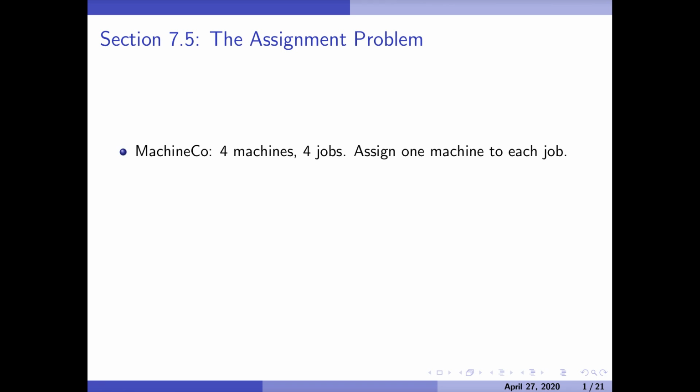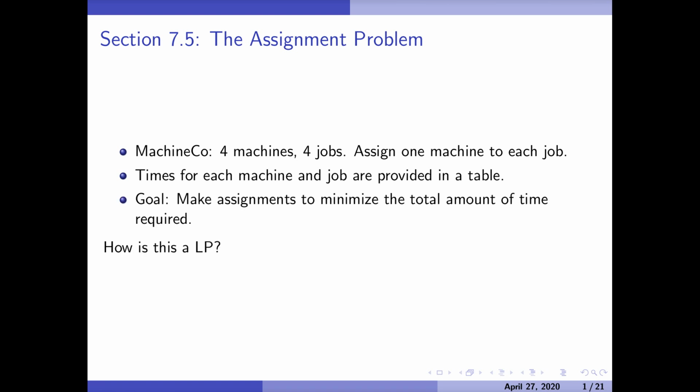So suppose I've got 4 machines and 4 jobs. Then the typical assignment problem would be to assign one machine to each job, right? And supposedly each machine takes different amounts of time for each job. So the times for each machine and the job are provided in some kind of table, and then our goal is to make assignments to minimize the amount of time required.